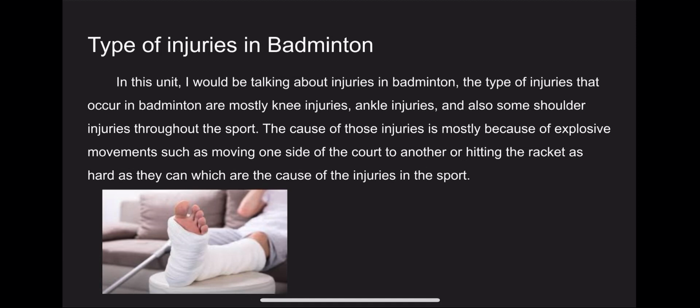So, the types of injuries in badminton. In this unit, I will be talking about injuries in badminton. The types of injuries that occur in badminton are mostly knee injuries, ankle injuries, and also some shoulder injuries throughout the sport. The cause of those injuries is mostly explosive movements, such as moving from one side of the court to another, or hitting the shuttle as hard as they can.